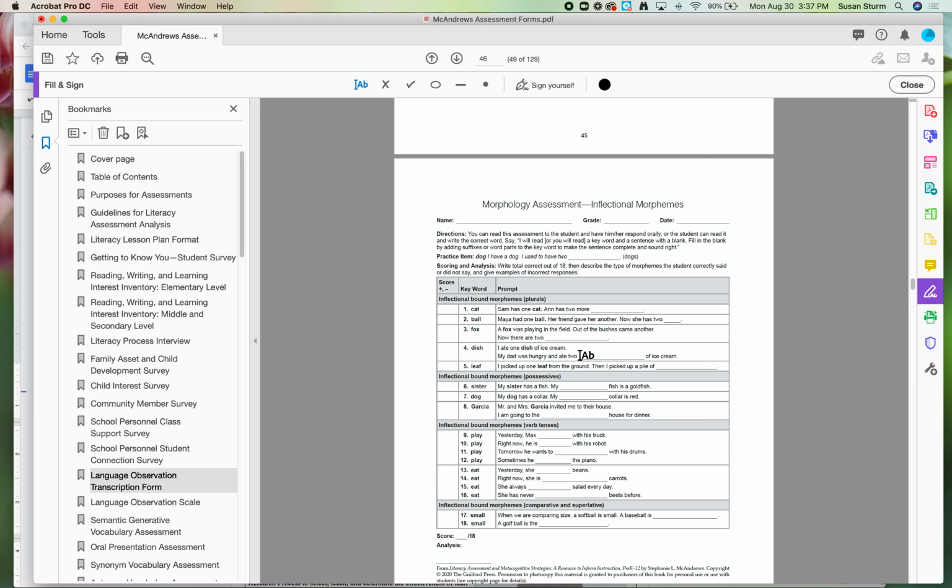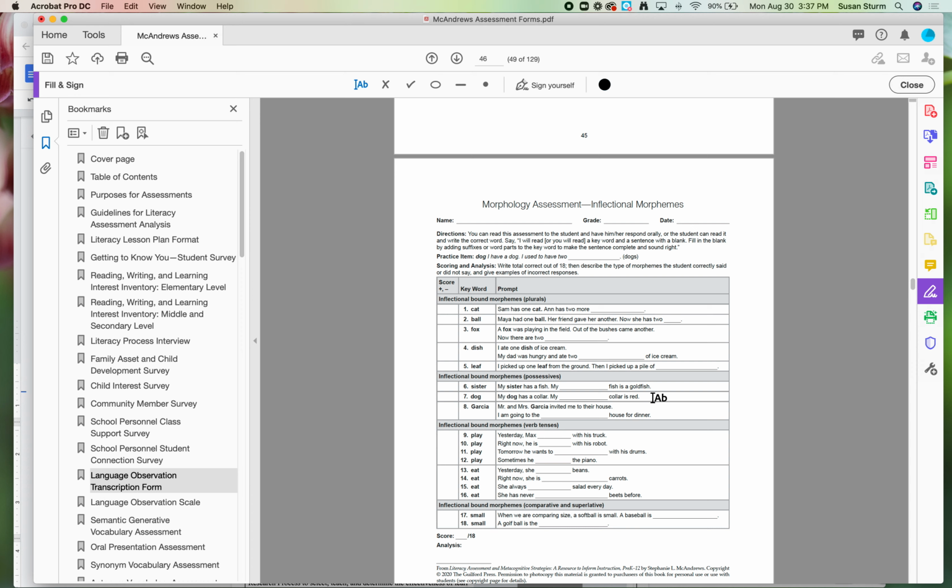For example, Sam has 1 cat, Anne has 2 more cat. Sometimes in African American vernacular English, they may leave that S off. Down here for possessives, my sister has a fish. My sister fish is a goldfish. You will commonly hear that in AAVE.